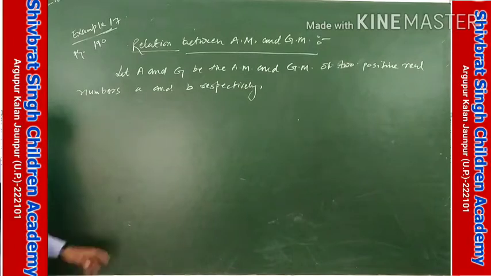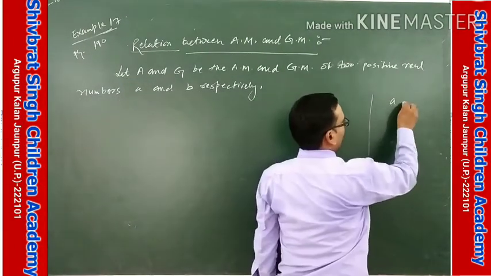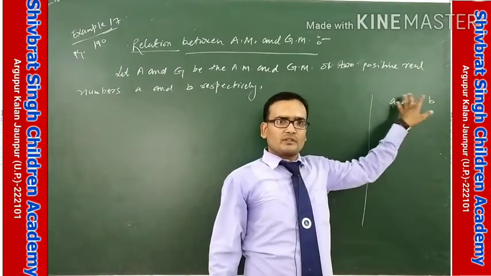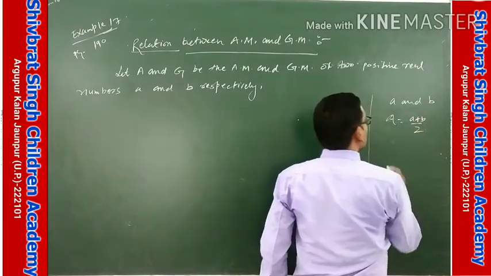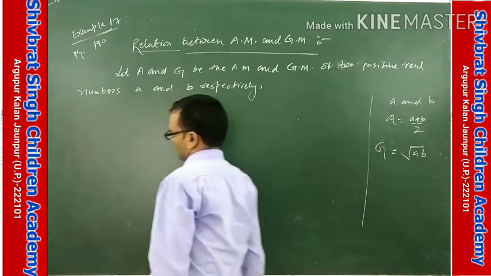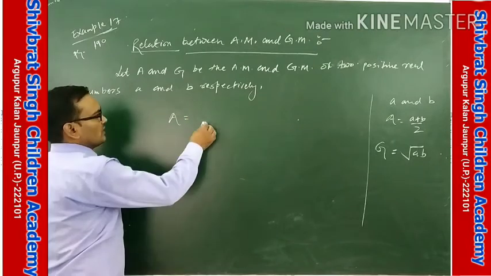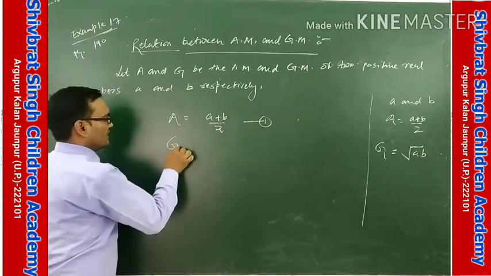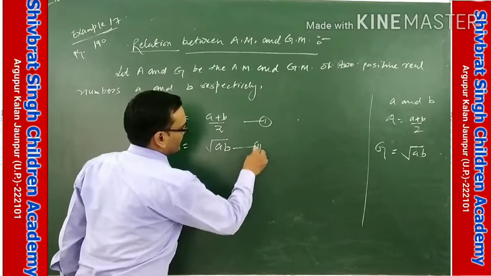The arithmetic mean between a and b. What is the formula of the arithmetic mean of a and b? Student, the arithmetic mean between a and b, A equals (a plus b) by 2. Geometric mean: G equals square root of ab. Now, A equals (a plus b) by 2, this is denoted by first, and G equals square root ab, this is denoted by second.